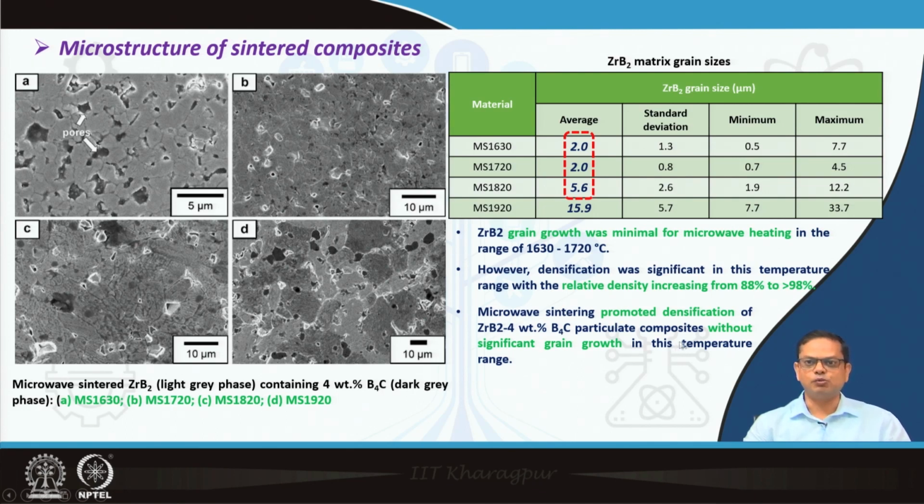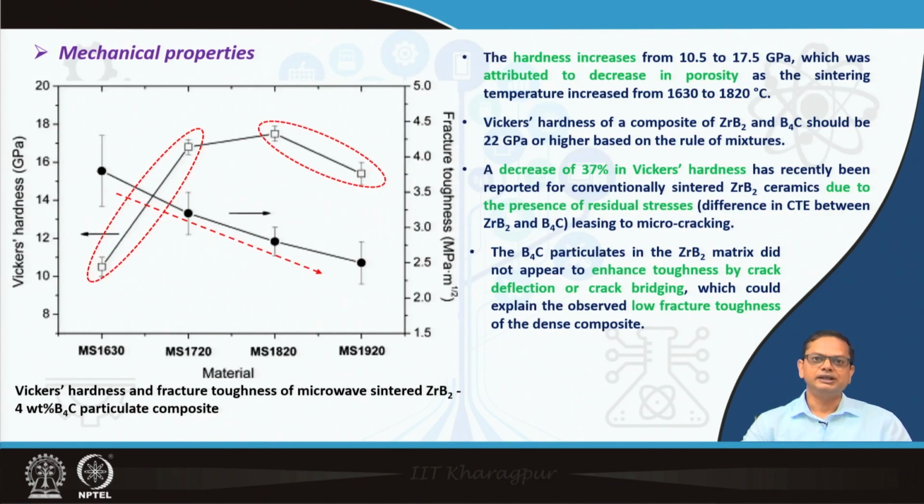So, microwave sintering promoted densification of this particular composite material without significant grain growth, which I was trying to impress upon. Okay. Now, let us look at the mechanical properties of these composite materials after we understand how this can be sintered. In this case, ZrB2 B4C particle mixtures were sintered by microwave sintering at different temperatures, and we observed the effect of sintering at different temperatures on the microstructure.